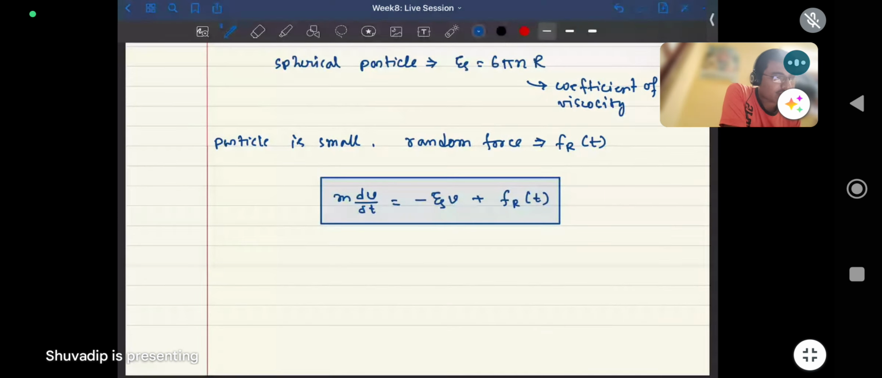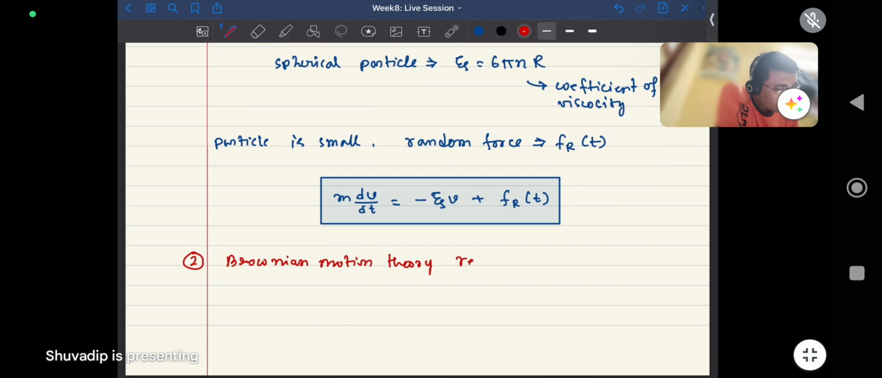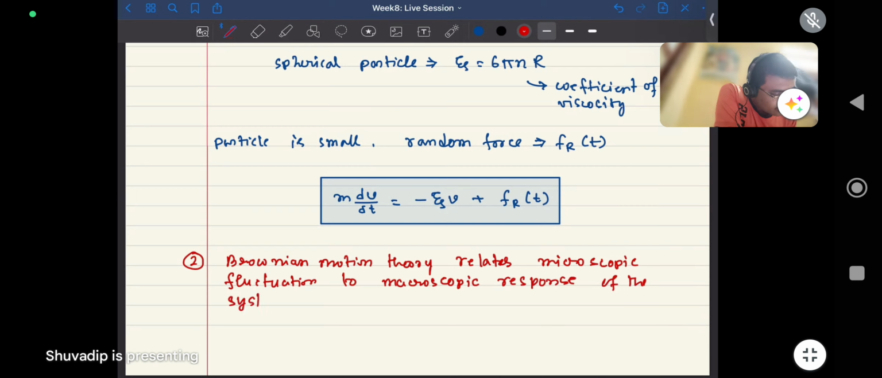Now there can be another question, which is a true false type question: the Brownian motion theory relates microscopic fluctuations to the macroscopic response of the system to external forces.